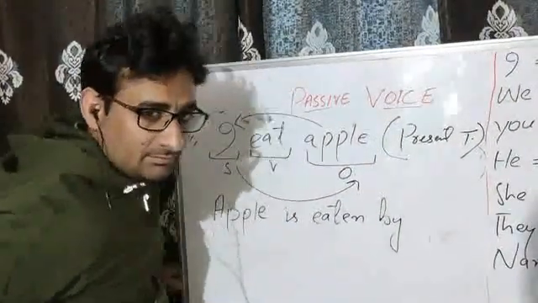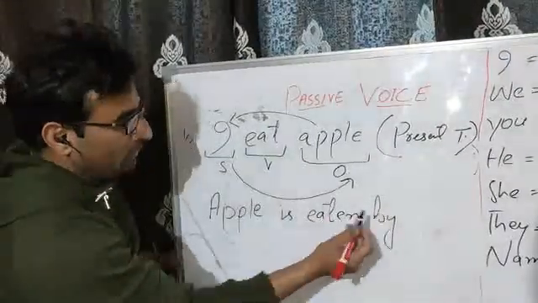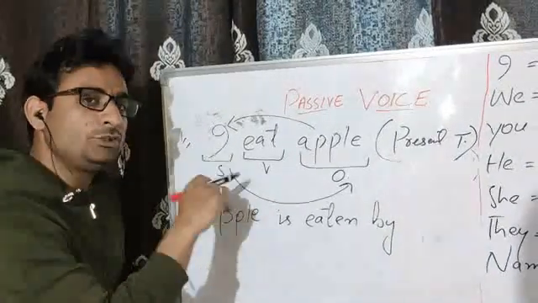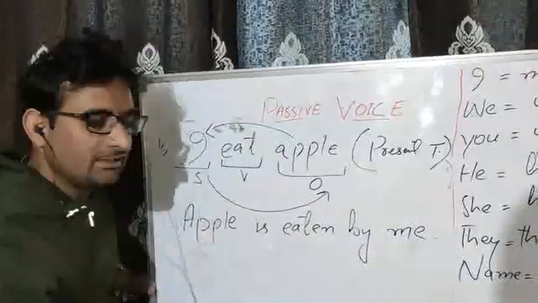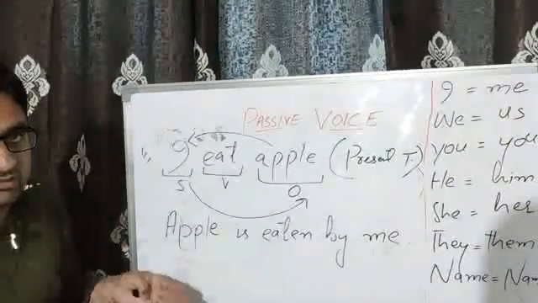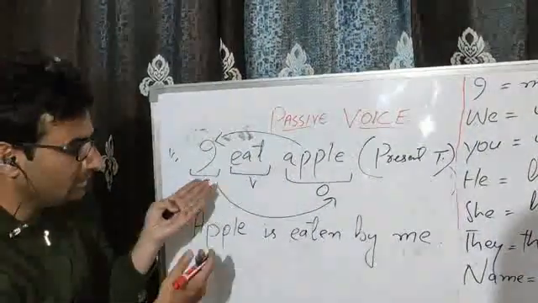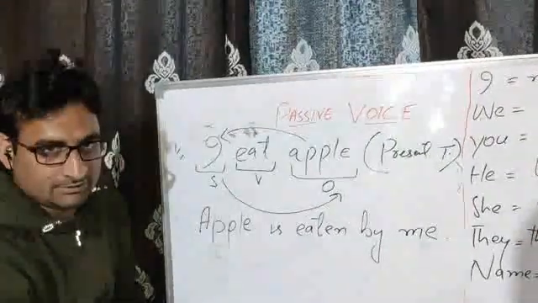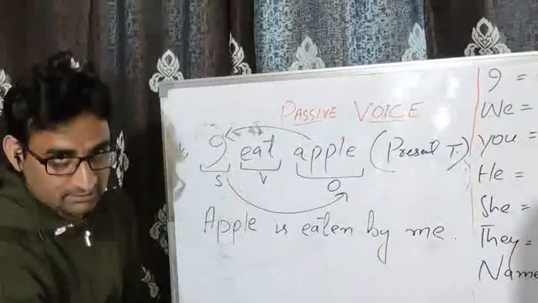एप्पल इज ईटन बाय, एक वर्ड आप यहां पर यूज करते हैं, बाय होम, बाय दिस आई. व्हेन यू हैव टू कन्वर्ट दिस आई इनटू ऑब्जेक्ट, यू हैव टू यूज मी. आई का ऑब्जेक्ट जो है वो मी होता है. सो दिस इज द कन्वर्जन. दिस इज हाउ एक्टिव वॉइस इज चेंज्ड इनटू पैसिव वॉइस. एप्पल इज ईटन by me. So you can see the difference between the tone of these two sentences.